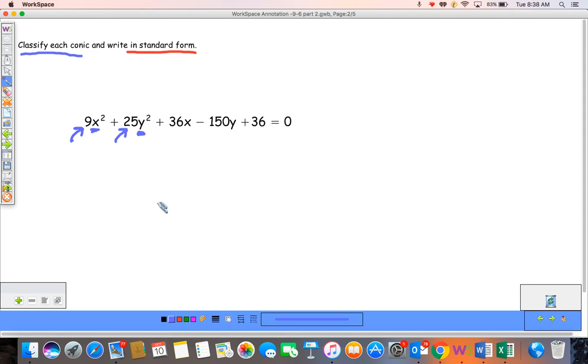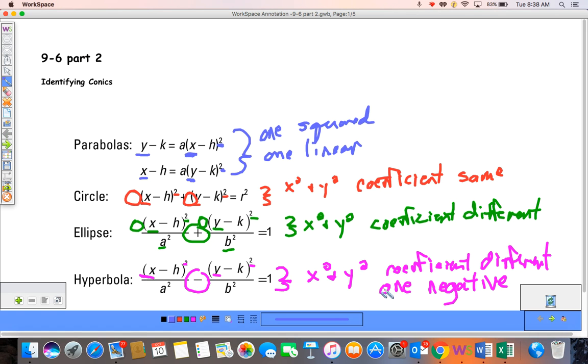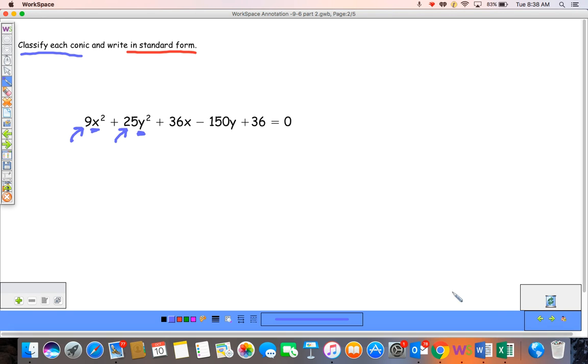But is one of them negative? Because if one of them was negative, I'll go back here, then I would know that it's now a hyperbola. Well, as I look at this, the 9 is positive, so is the 25. So I know right now that this is an ellipse.